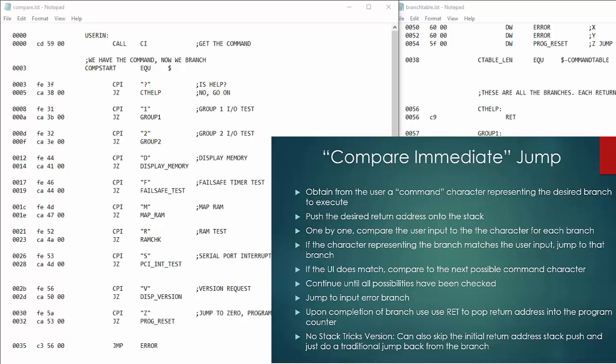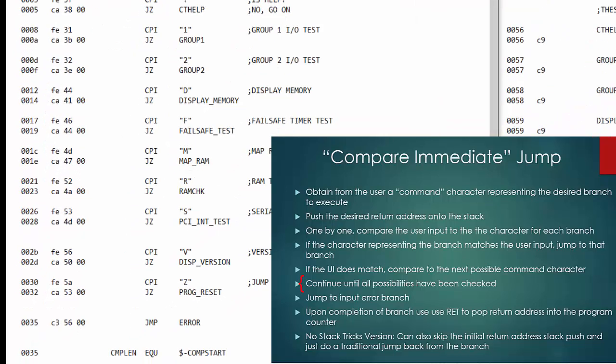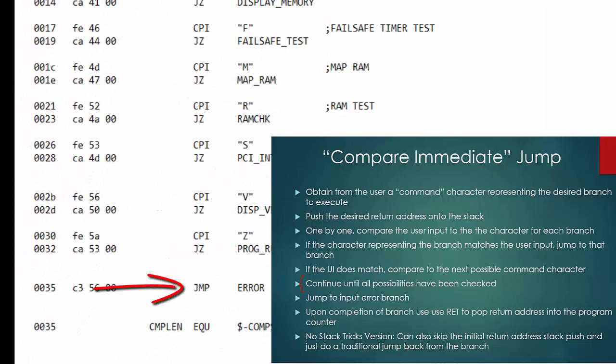If it's not a question mark, then I compare it to something else. Compare it to a 1, and if that's a 1, then jump to group 1. If it's not, go on down the line. And so you finish going down this program line by line, comparing it to all the options that you've written into for these branches, and you get down to the bottom, and if it hasn't matched anything, then you just jump to a routine called error.